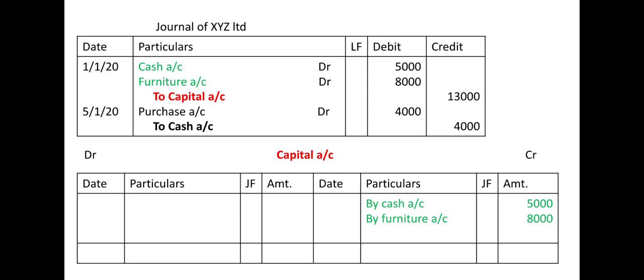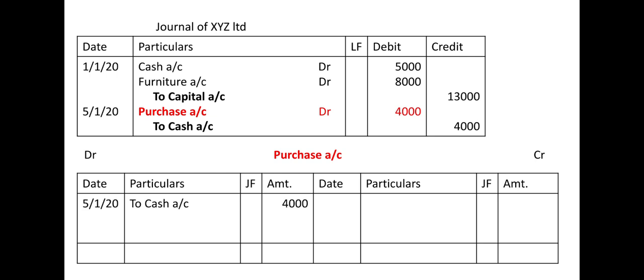Now let's focus on the second journal entry. In the second journal entry, the purchase account is there. Yes, so let's prepare the purchase account. First, tell me the side, students. Yes, the side is debit. The purchase account is debited, so posting will be done on the debit side, 5th January. To cash, cash is the corresponding account of purchase, and the amount is 4,000.